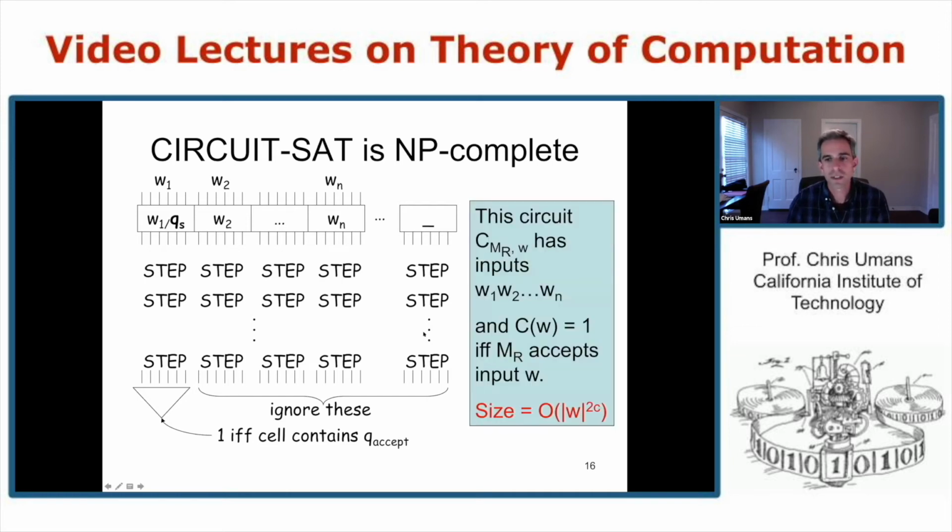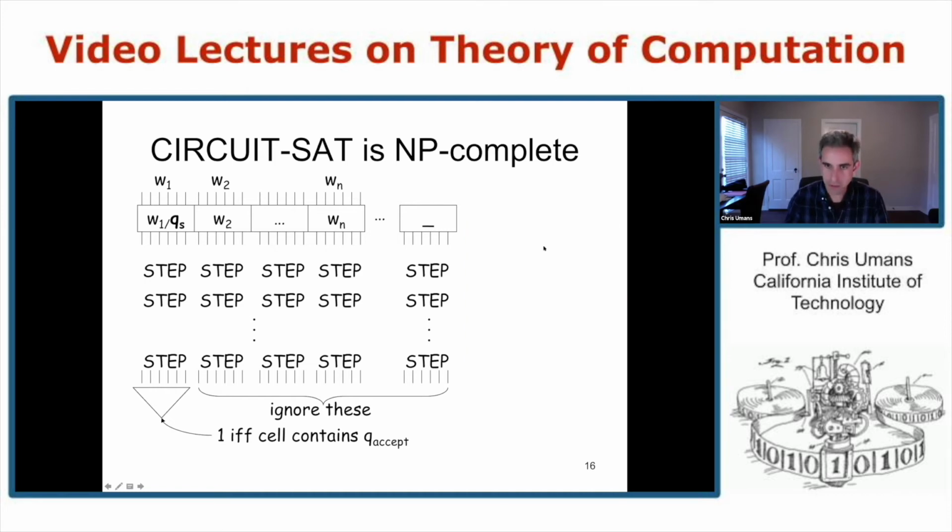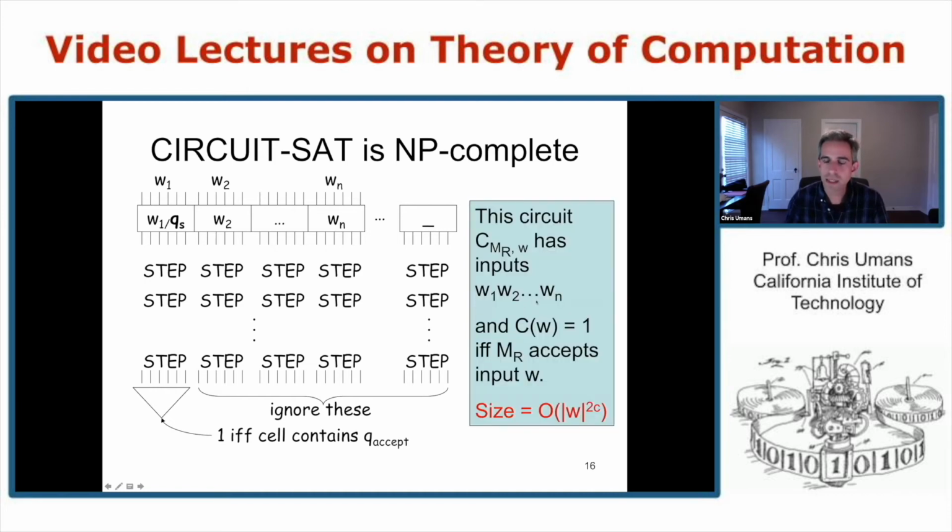Okay, and then this circuit, sort of awkwardly on the slide, is called C sub M sub R comma W, because it's the circuit associated with that Turing machine, M sub R, on the input W. It has inputs W1 through Wn, and it has the feature that that circuit on the string W outputs 1 if and only if M sub R accepts the input W. And its size, I put in red here, is polynomial in the length of W.